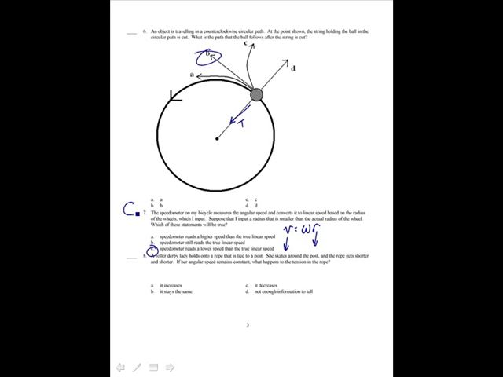Alright, a roller derby lady holds onto a rope that is tied to a post. She skates around the post and the rope gets shorter and shorter. If her angular speed remains constant, what happens to the tension in the rope?